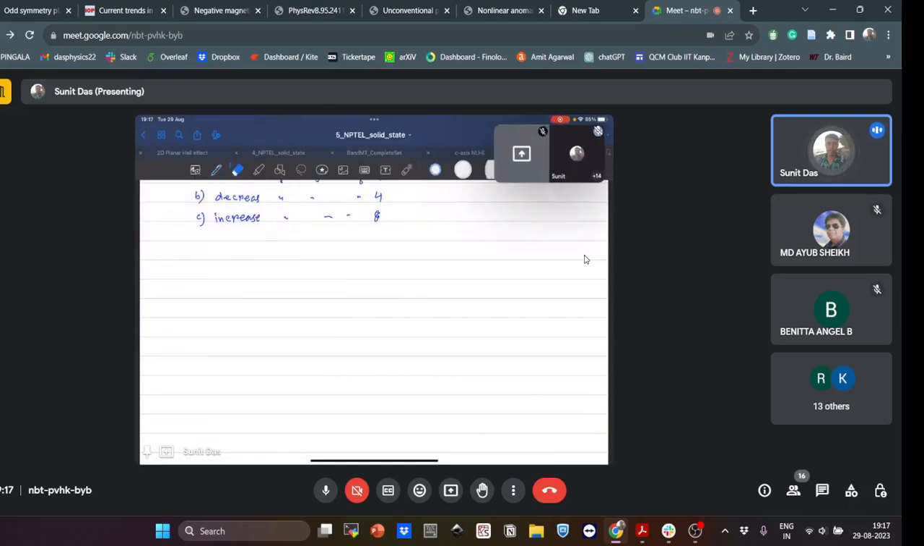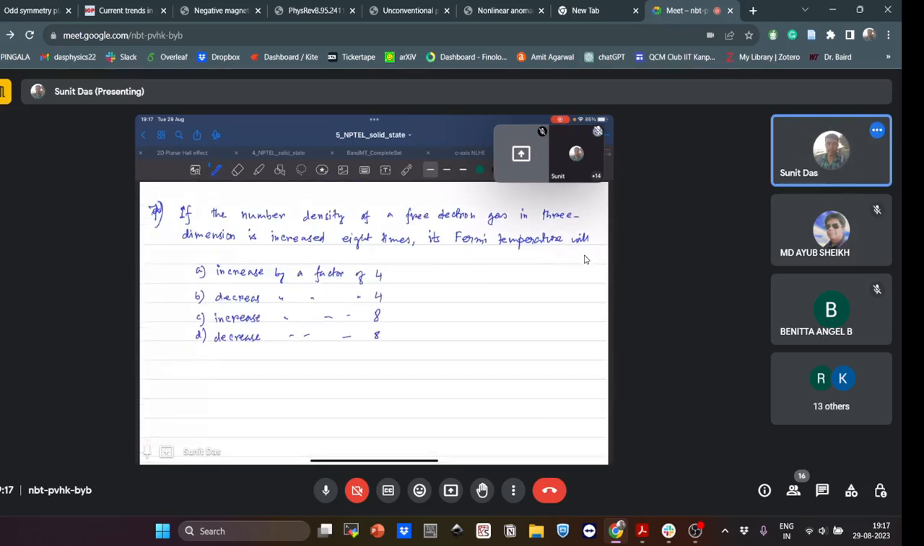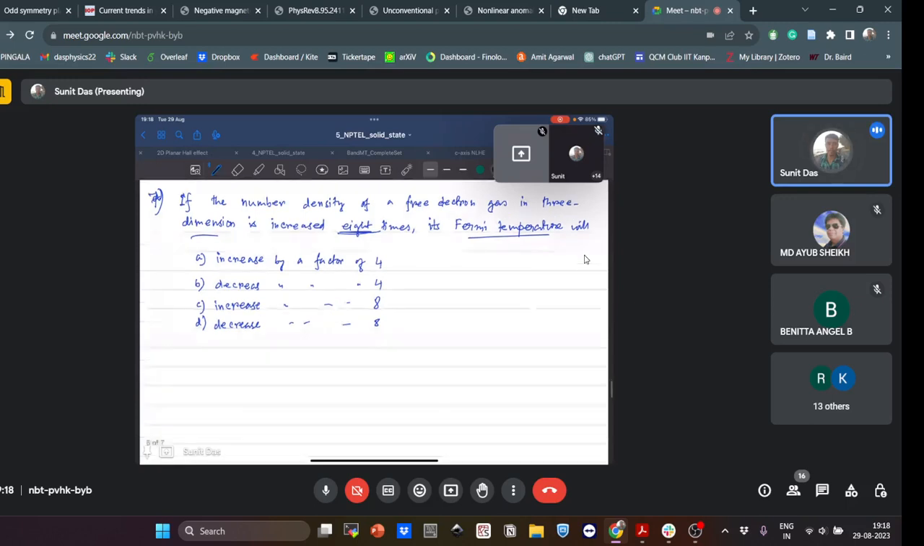So the question is, if the number density of a free electron gas in 3D, again 3D, is increased 8 times, then by how much will the Fermi temperature increase? A factor of 4, or decrease, whatever. So try to find it out.